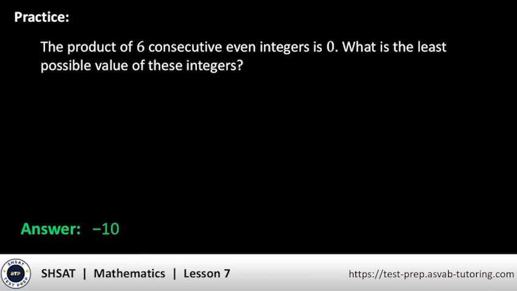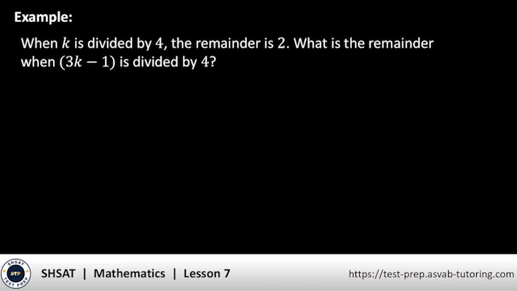Okay, moving on. Here we have a practice question. I hope you do get minus 10. Let's see the next one. When k is divided by 4, the remainder is 2. What is the remainder when 3k minus 1 is divided by 4? Okay, this is an interesting question.